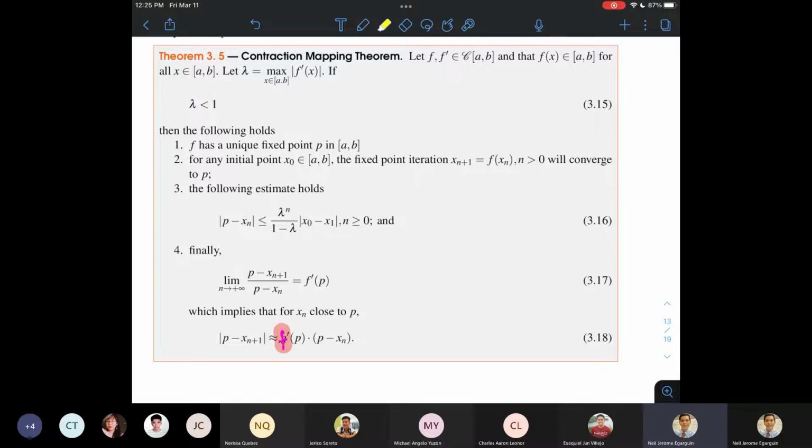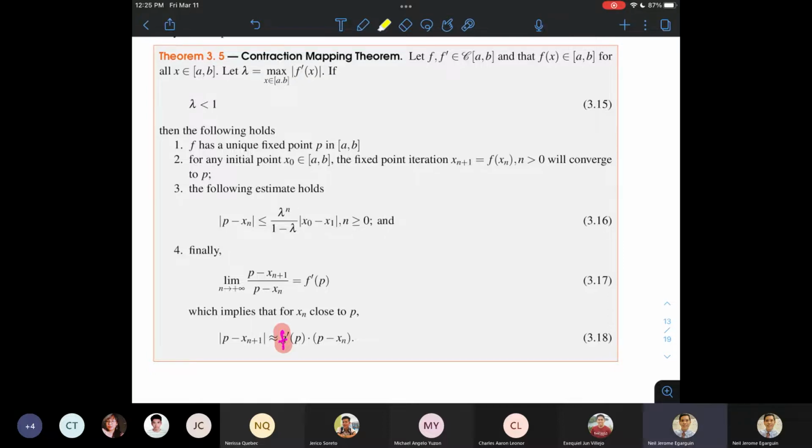All right? Kasi siya yung magsasabi kung kailan magko-converge yung mga fixed point iterations, or what are the sufficient conditions so that you will get a convergent fixed point iteration. And not just that, yung ibang parts nito magbibigay sa atin ng error estimates. Okay? So let's see what the contraction mapping theorem is telling us.